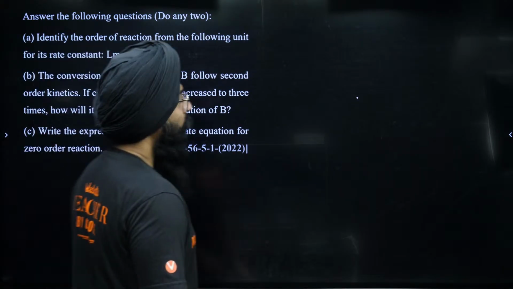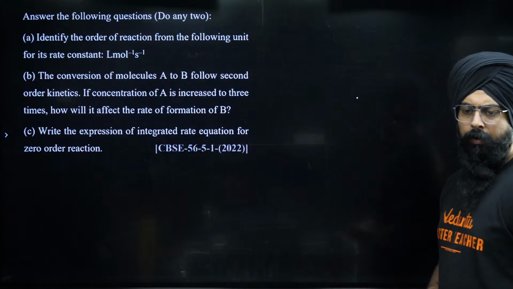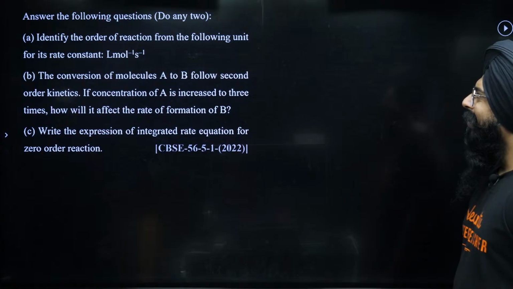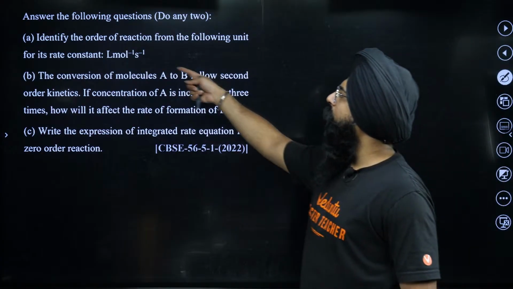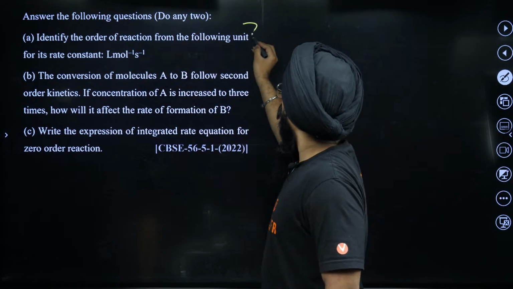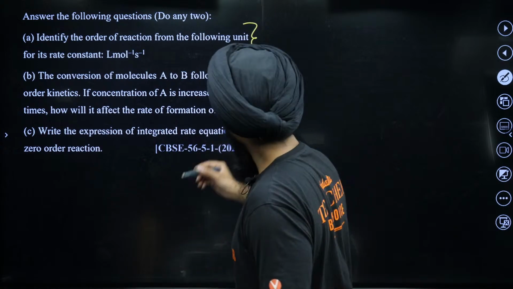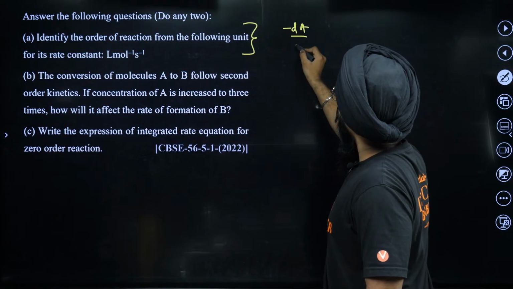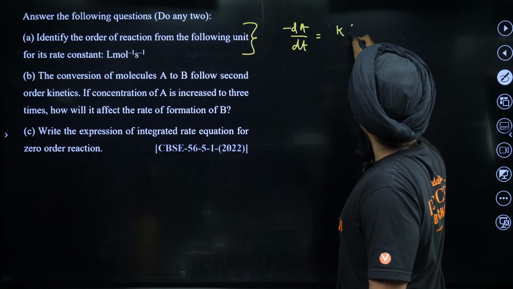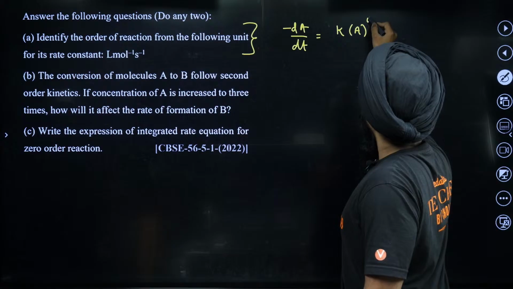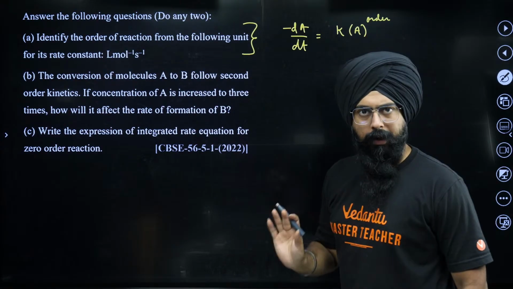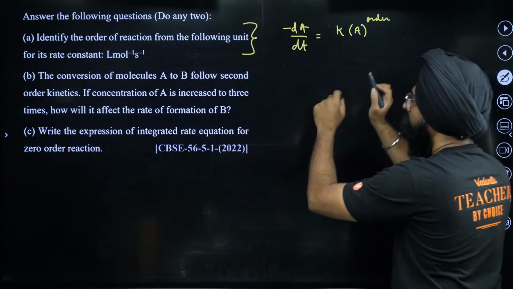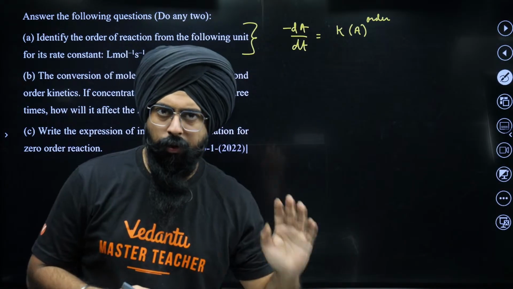Let's do this one now. Identify the order of the reaction from the unit of its rate constant. People, just to explain this idea to you, minus dA by dt is equal to k times A to the power order. That is what I can do, right? Now, let's think about the units on both sides.